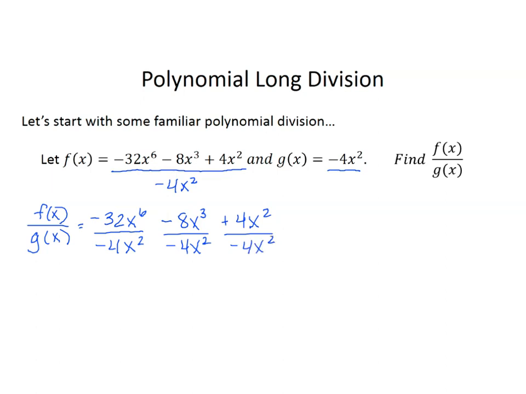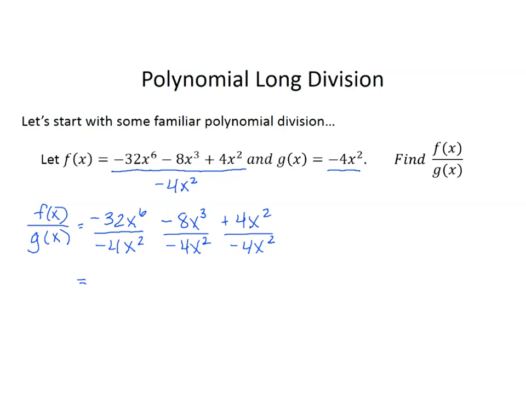So we're just taking each term of the trinomial, the longer polynomial, the one that we're dividing the negative 4x squared by, and we're writing it over our divisor. So now we just simplify.